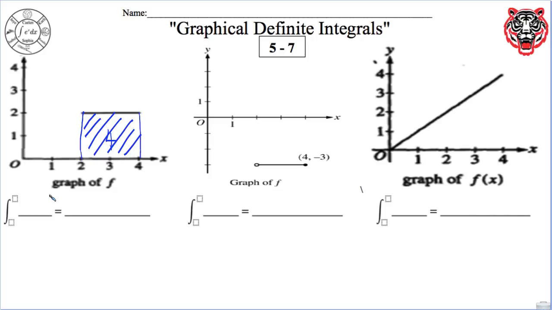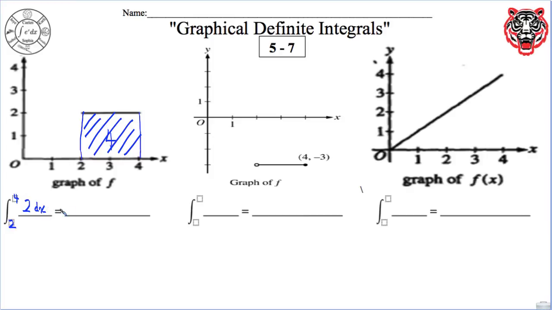And then I need to come down here and say, okay, what is the function that I'm actually taking the integral of? So I'm taking the integral from 2 to 4, and the function is a constant function of just 2. And then don't forget your dx, 2 dx.